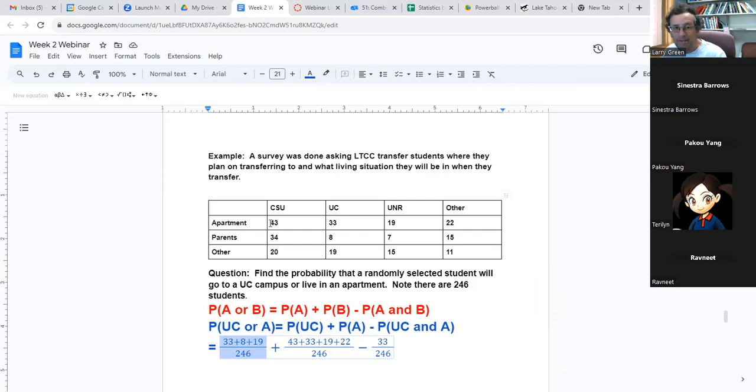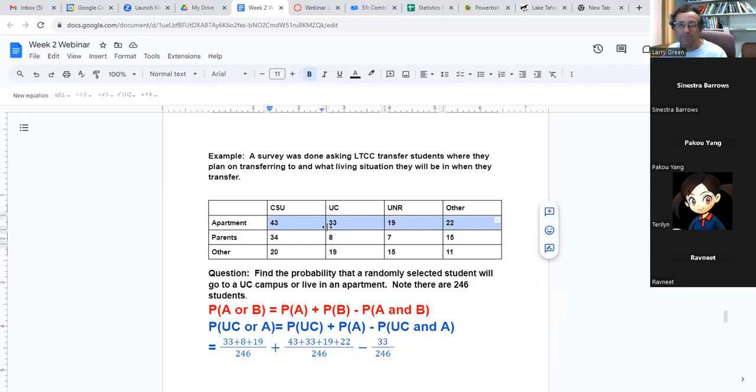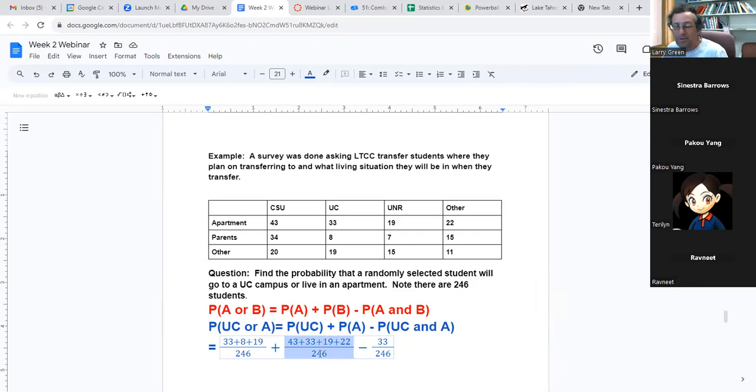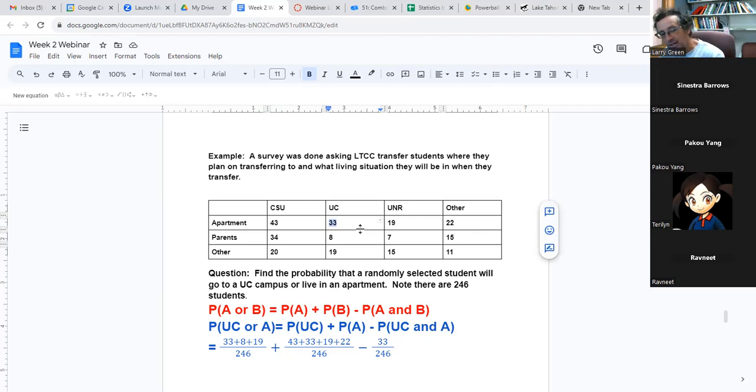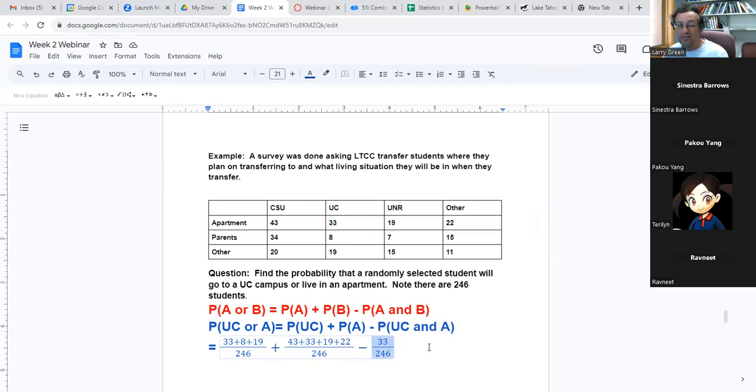Okay, probability of an apartment is 43 plus 33 plus 19 plus 22, and still divided by 246, because it's still all the people who transferred from LTCC. And then we're going to go minus probability of UC and A, okay, UC and apartment. And those are these 33 students, because those are the ones that are both going to live in an apartment and transfer to a UC campus. So that's 33 over 246. Any questions on that?